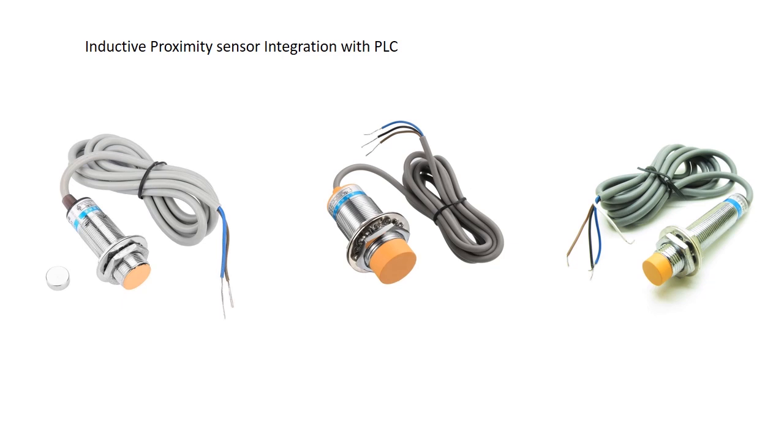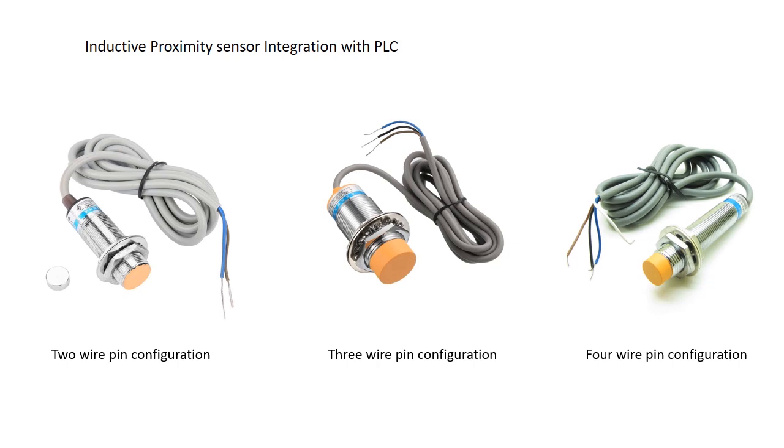In this chapter, we'll learn how to connect an inductive proximity sensor to a PLC controller. But first, let's take a moment to look at the sensor itself and its pinout configurations. Here, you can see three inductive proximity sensors, each with a different pinout configuration. The first sensor has a 2-wire pinout, the second has a 3-wire pinout, and the third has a 4-wire configuration. You might be wondering why there are different wire configurations. Don't worry, we'll go through this step by step.